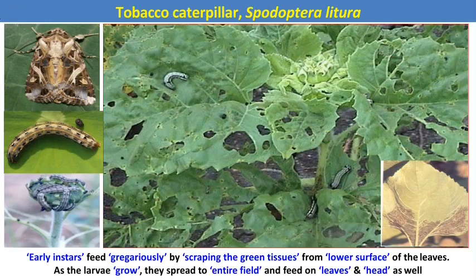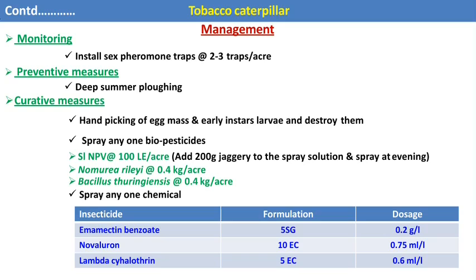Then next, that is the tobacco leaf-eating caterpillar, Spodoptera litura. The early instar larvae of Spodoptera litura feed gregariously by scraping the green tissue of the leaves from the lower surface of the leaves and form whitish or peppery patches. Then the subsequent growth of the larvae, or later instar larvae, spread over the entire field and feed on the leaves and heads as well, and the plant is completely defoliated.